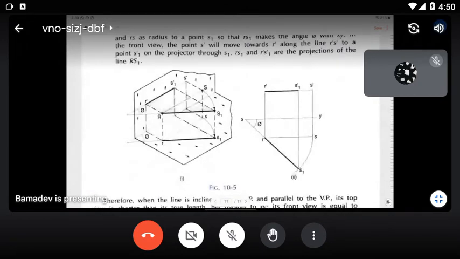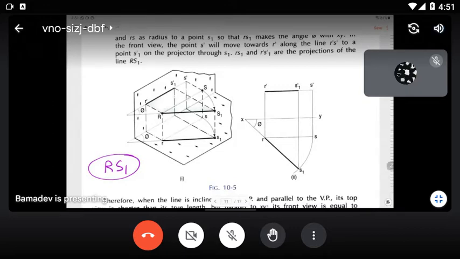Now observe this case. Straight line RS1. This is parallel to which plane and inclined to which plane? RS1 is parallel to horizontal and inclined to vertical. Yes. So the exact method is applied here.